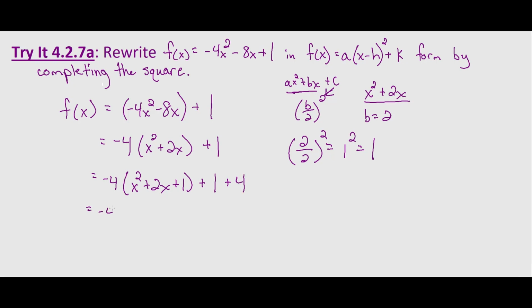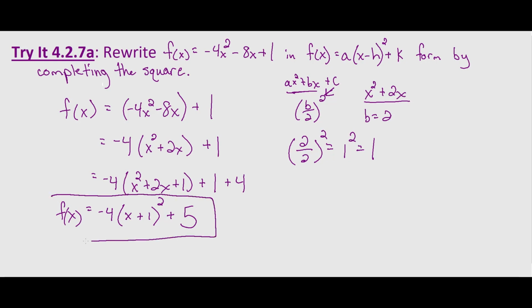So that gives us negative 4 times, now we completed the square, so this would just be x plus 1 squared. x times x is x squared, x plus x is 2x, and then 1 times 1 is 1, so it works out. And then plus 1 plus 4 is 5. So in our vertex form, f of x equals a times x minus h squared plus k, f of x equals negative 4 times x plus 1 squared plus 5.